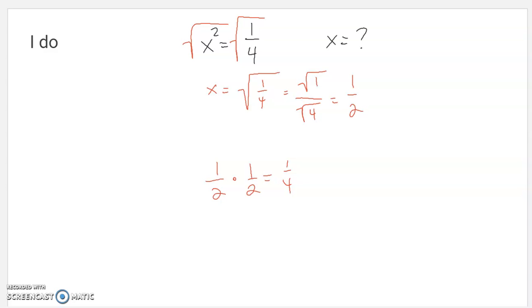Only little thing to remember when we look here and say, okay, so the square root of a fourth is a half, don't forget it also could be negative a half, because negative a half times negative a half is also positive a fourth. So just don't forget when you do square roots and they're positive, they have 2, the positive one or the negative one.